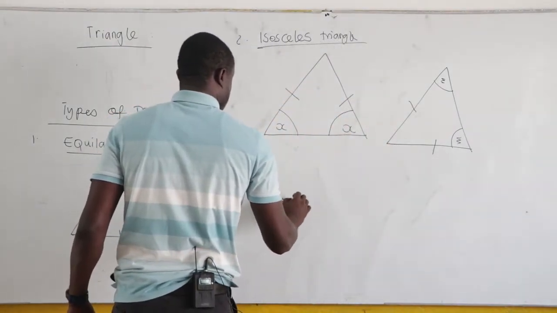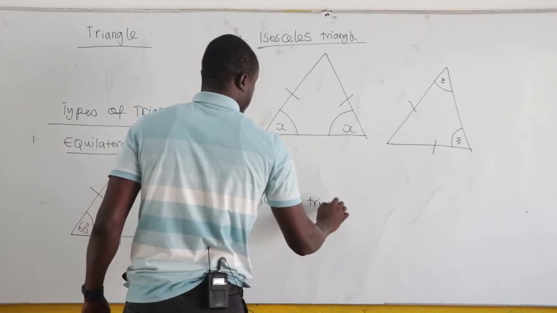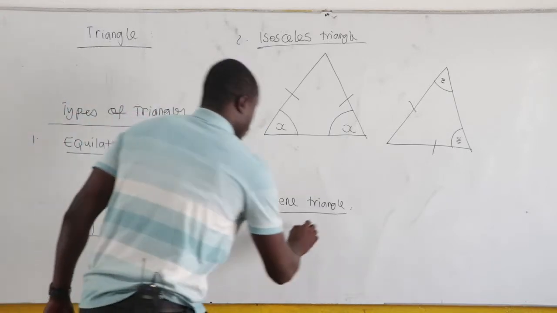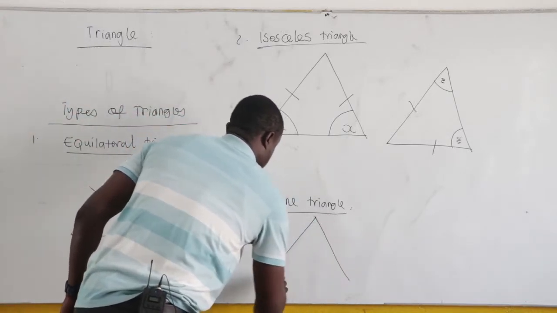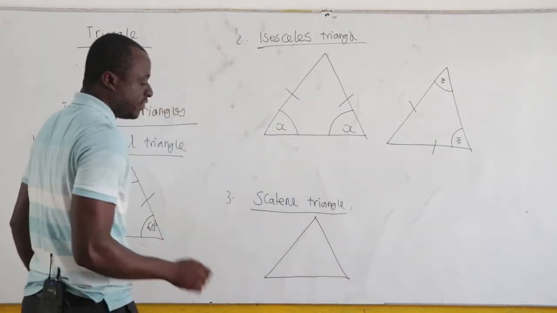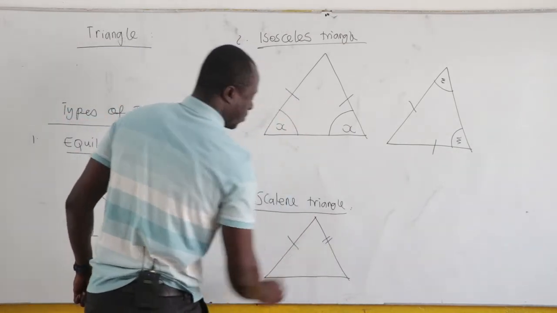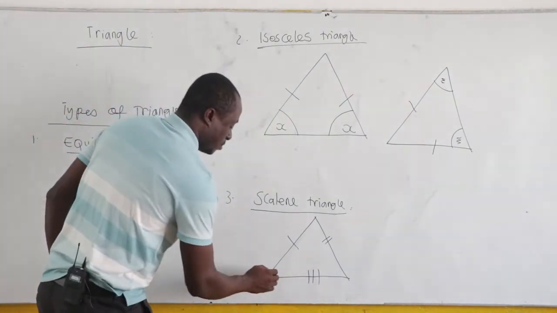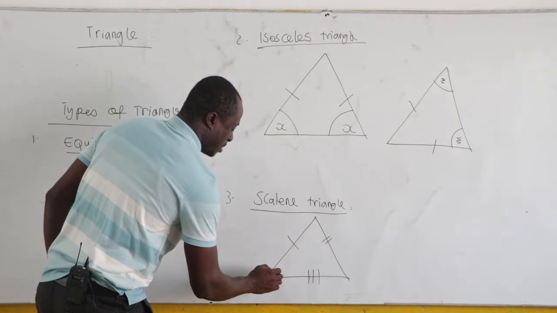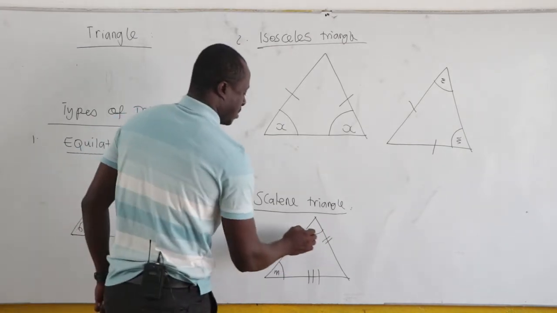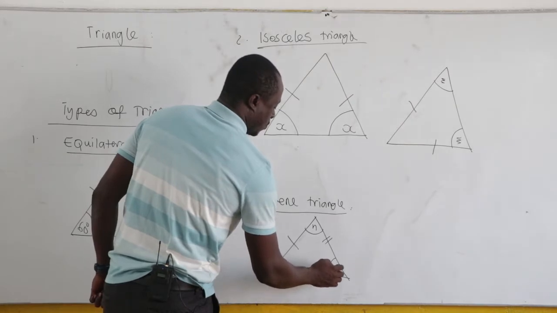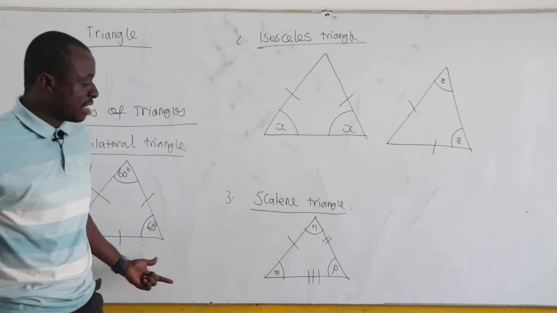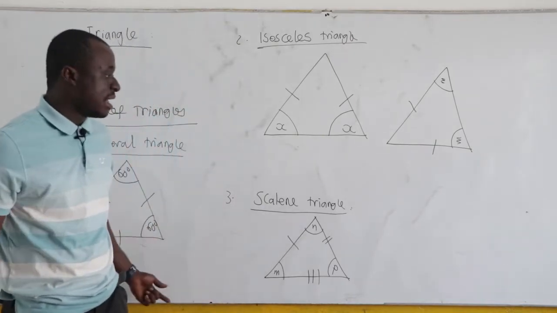Now let's see the third one. We call it scalene triangle. With scalene, none of the sides are equal. So all the sides are of different length. The side here is different from the side here, which is also different from the side over there. Now the angles too: let's suppose this angle is M, the angle here will be N, and then the angle here will be, let's say, P. So all the three sides are different, and all the angles too are different.